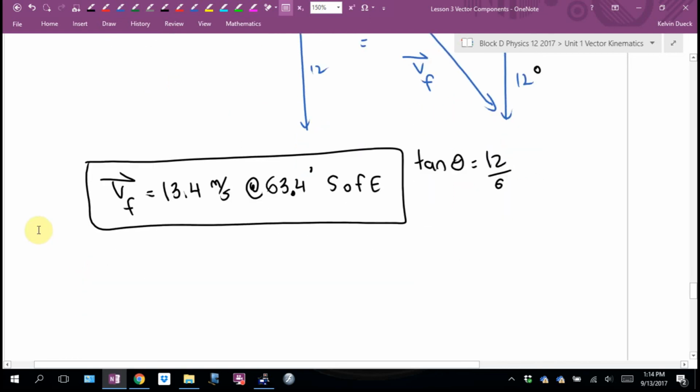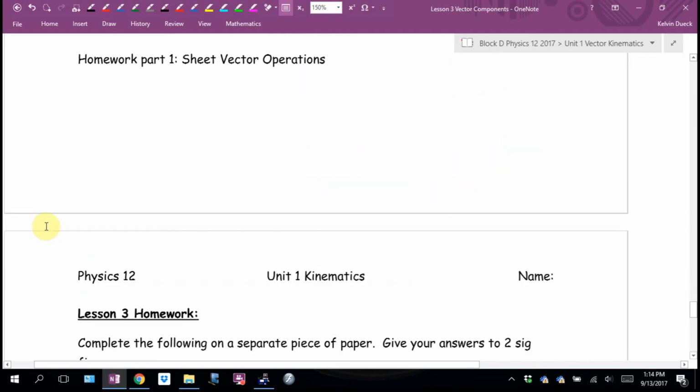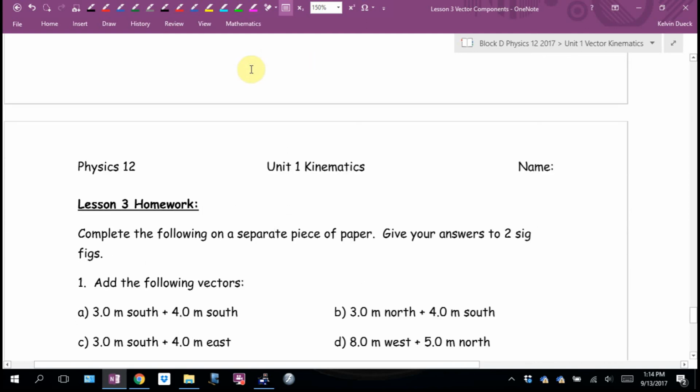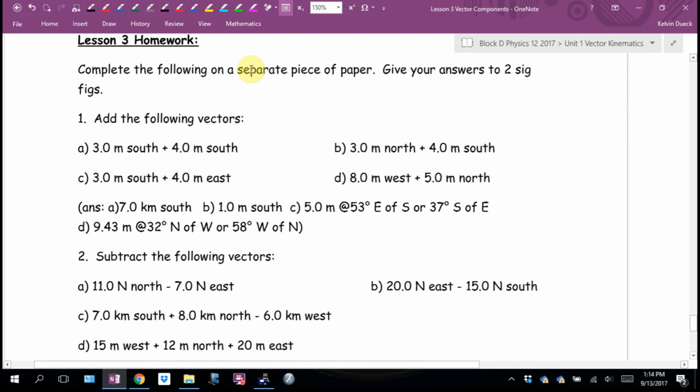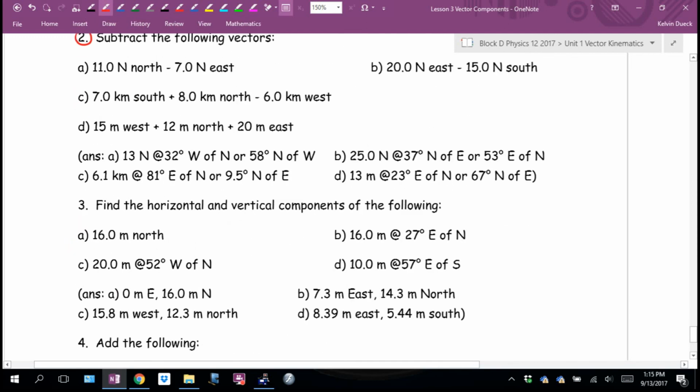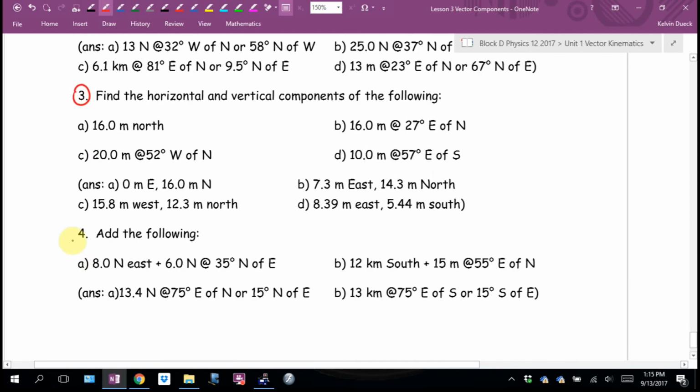What's your homework? I already gave you, I think, sheet vector operations. So, on a separate piece of paper, try number 1, try number 2, try number 3. Number 4 is a pain because those ones you're going to have angles, which means you have to break them into components.